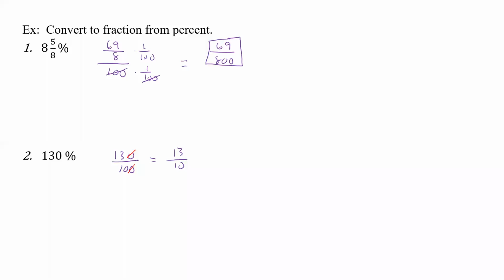Now I think about that, 13 over 10, can I do anything with that? 13 is a prime number, so I can't reduce that. And so then that is going to be my final answer, 13 over 10, which is equivalent to 130%.